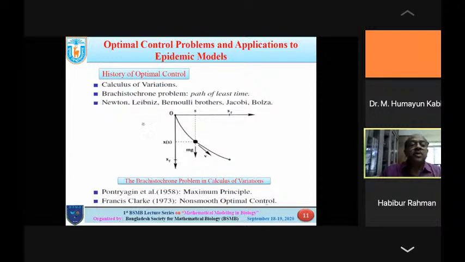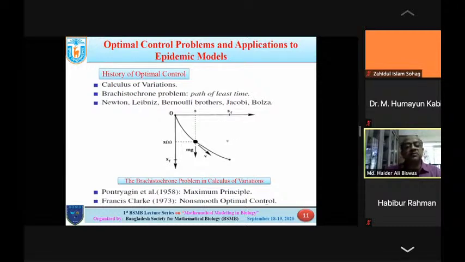Though it is an optimal control problem, at that time a complete solution was not there. There are different ways of solving this type of problem, but there is a milestone for the solution of optimal control problems in 1958 due to Pontryagin and his research collaborators, because Pontryagin discovered a set of necessary conditions for solving optimal control problems, which we call the maximum principle or minimum principle. So this is the milestone in the solution of optimal control problems, and later there was a lot of development of the Pontryagin maximum principle.